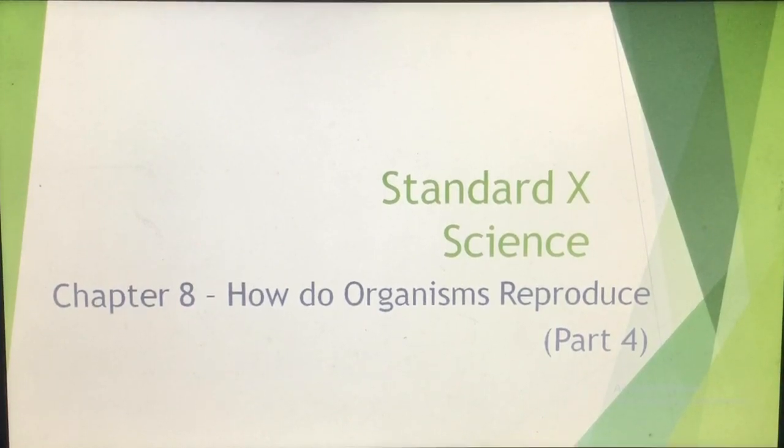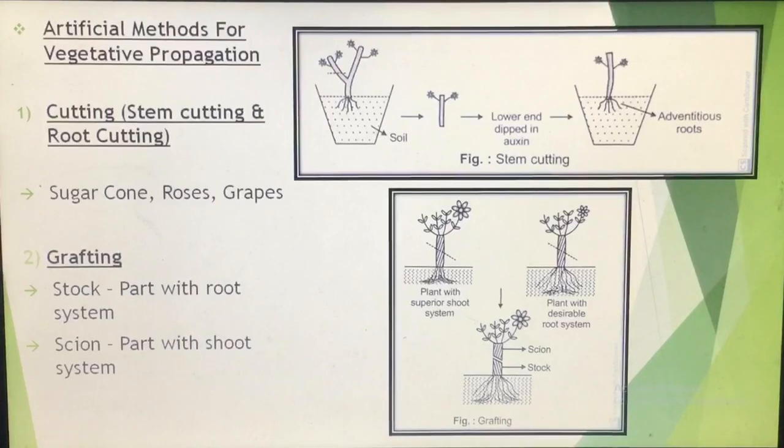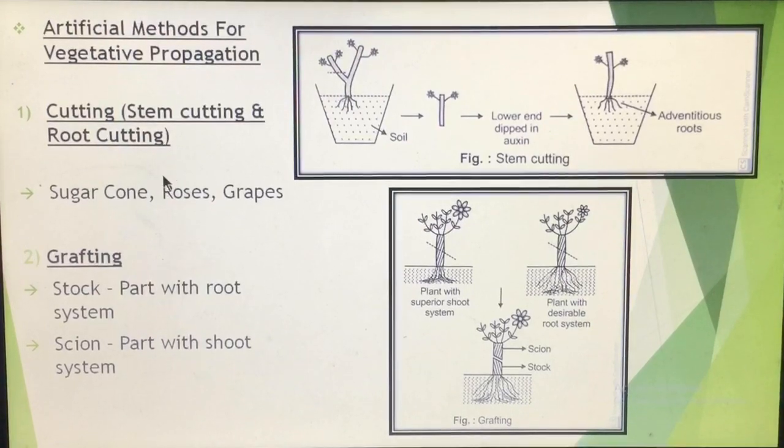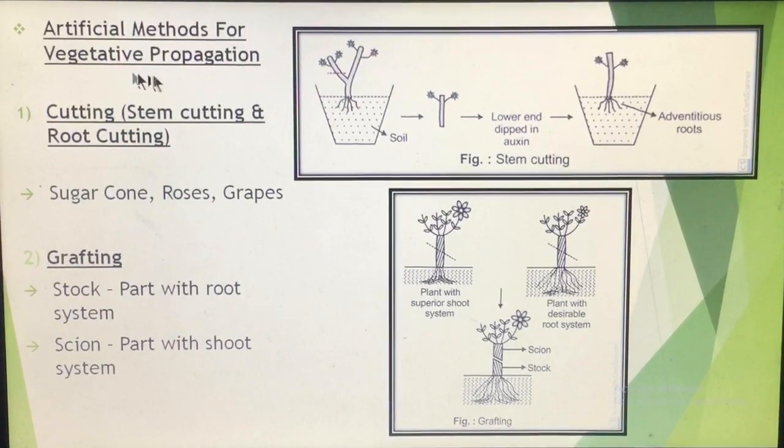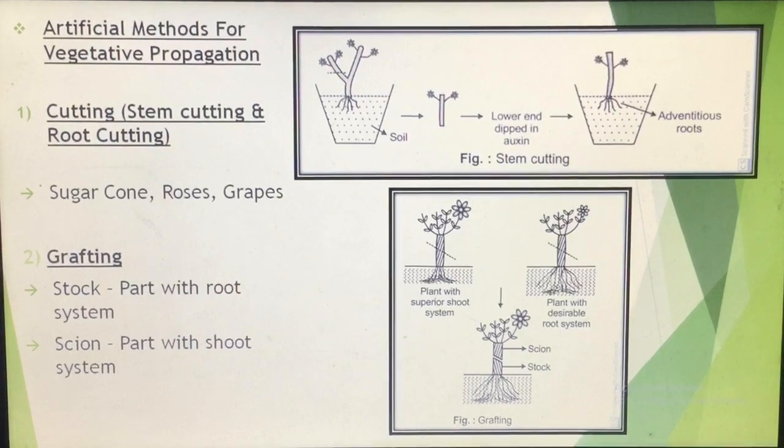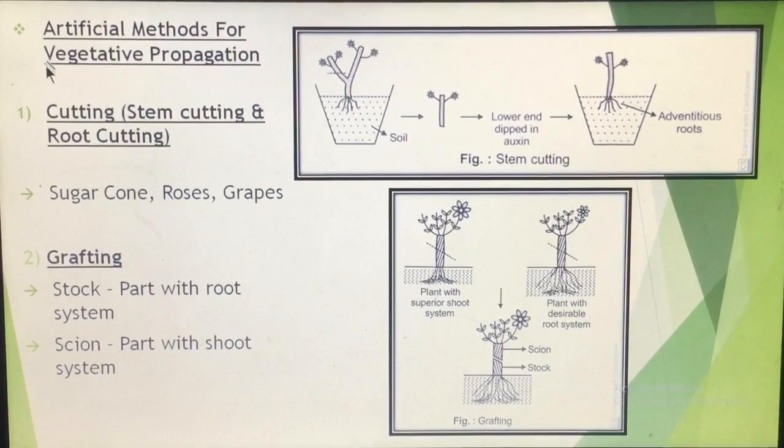Hello students, in my last lecture we talked about the natural methods of vegetative propagation. Today we will be talking about the artificial methods of vegetative propagation. Now in the artificial method of vegetative propagation, human interference is essential. Now there are various artificial methods.